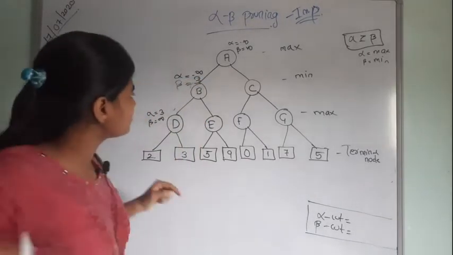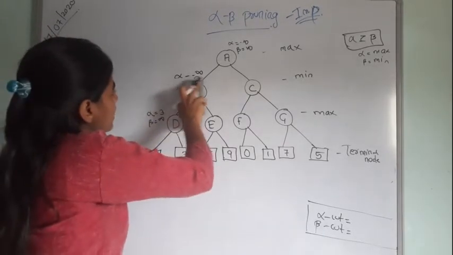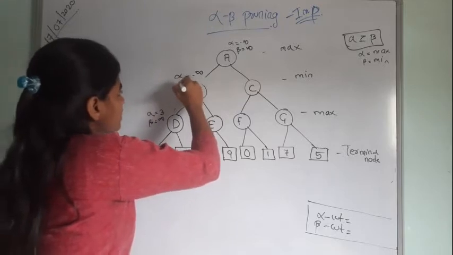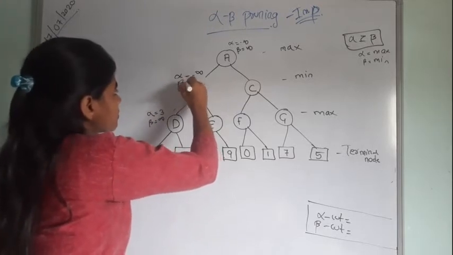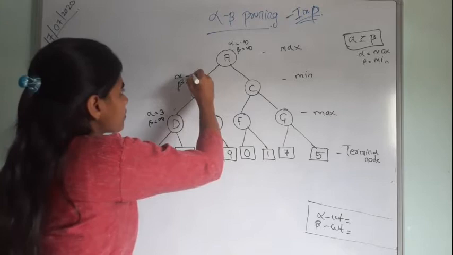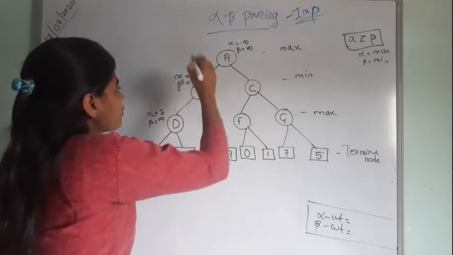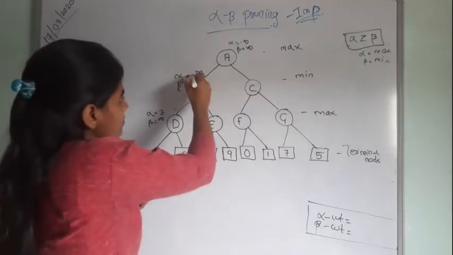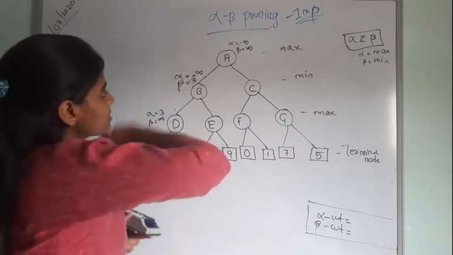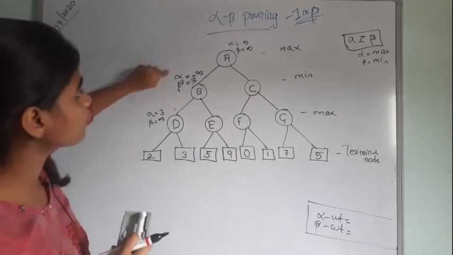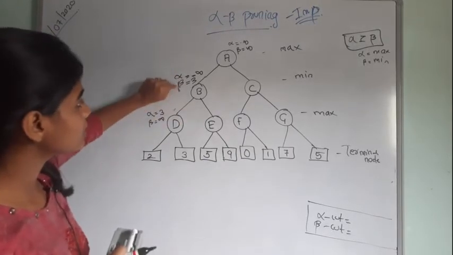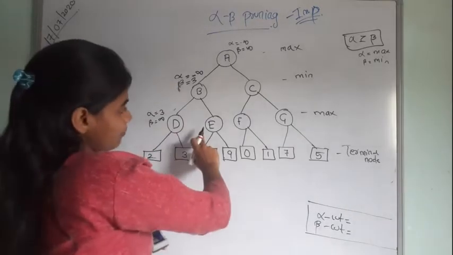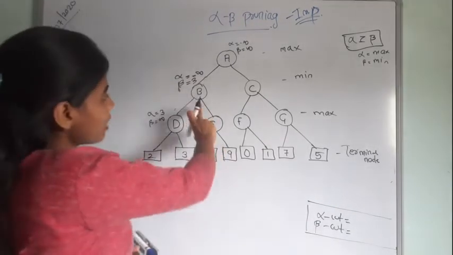Now after that, I will write it nicely so that you can understand. Here beta is 3. Now you can see alpha is minus infinity and beta is 3. Now I will put this value, alpha minus infinity and beta 3, into the E node, because B is connected to E. So I will not go further.